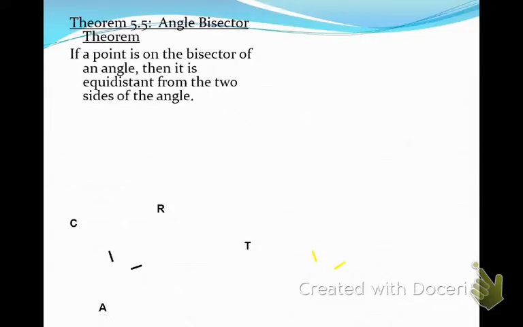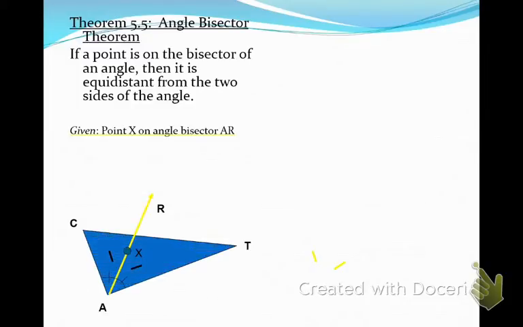The angle bisector theorem says if a point is on the bisector of an angle, then it is equidistant to the two sides of the angle. So we're given point X on an angle bisector AR. Here's the point, it's on the angle bisector. The distance to these sides is going to be the same. We know the distance is the perpendicular distance.